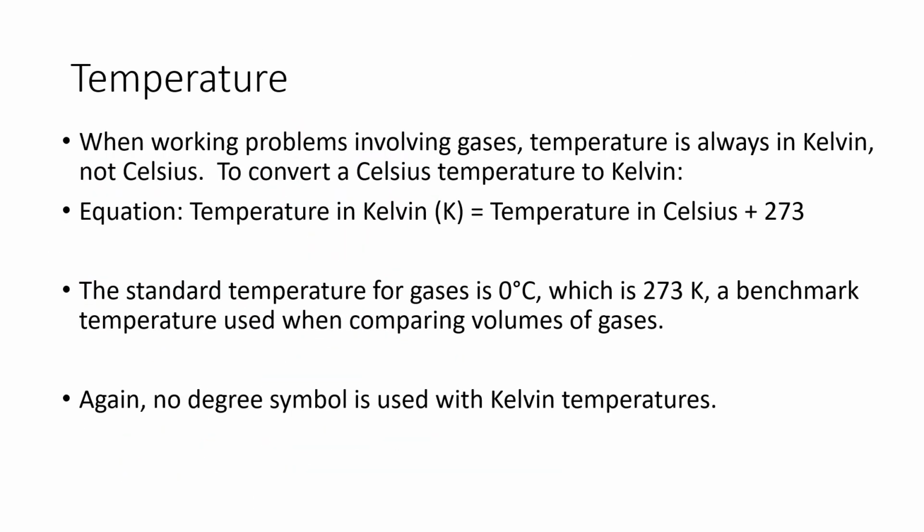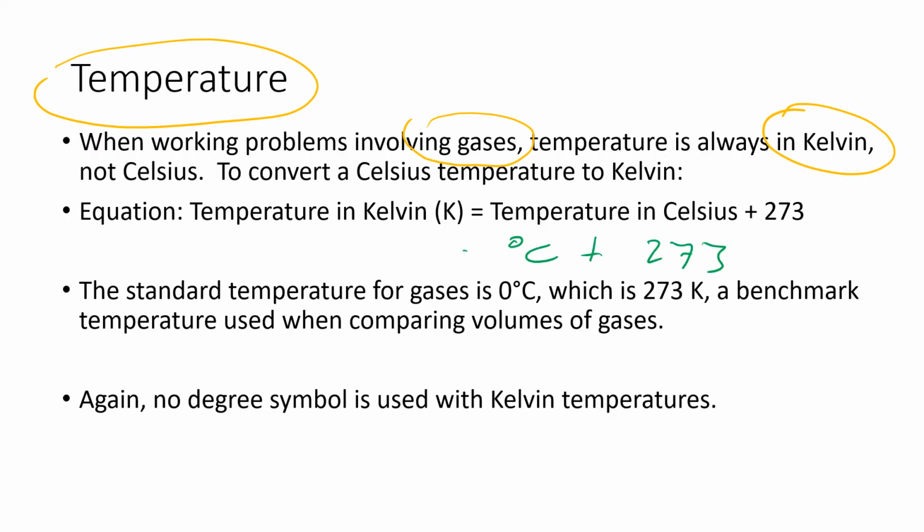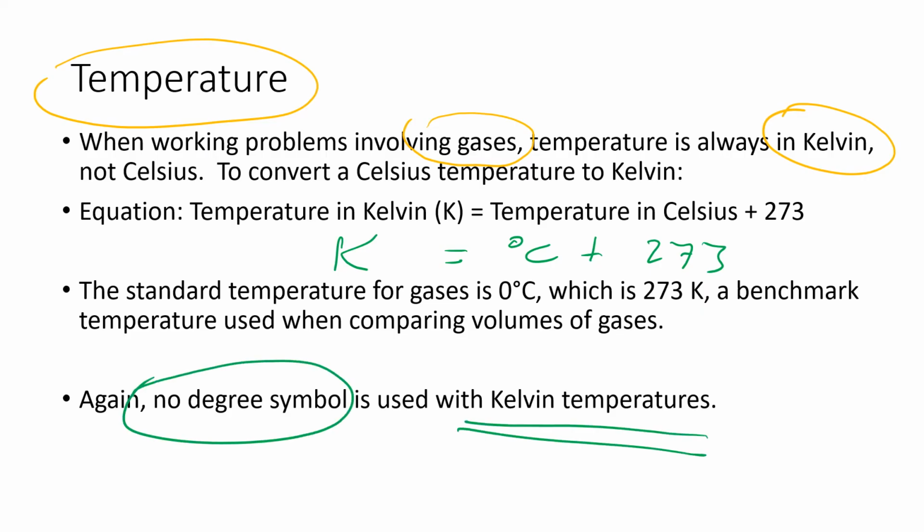Moving on. When we're dealing with gases, temperature needs to be in Kelvin. You should know how to convert that already. So it is degrees Celsius plus 273 equals whatever Kelvin that is. So again, there is no degree symbol when we use Kelvin, so keep that in mind, okay?